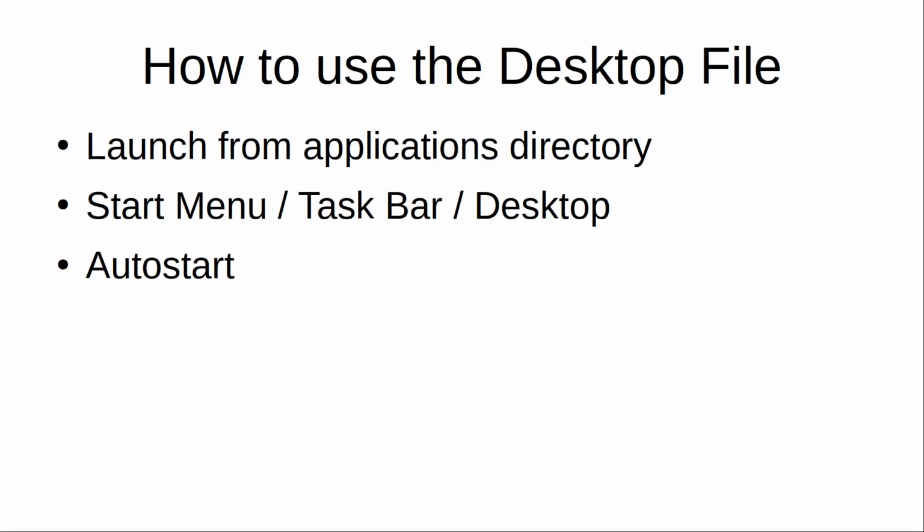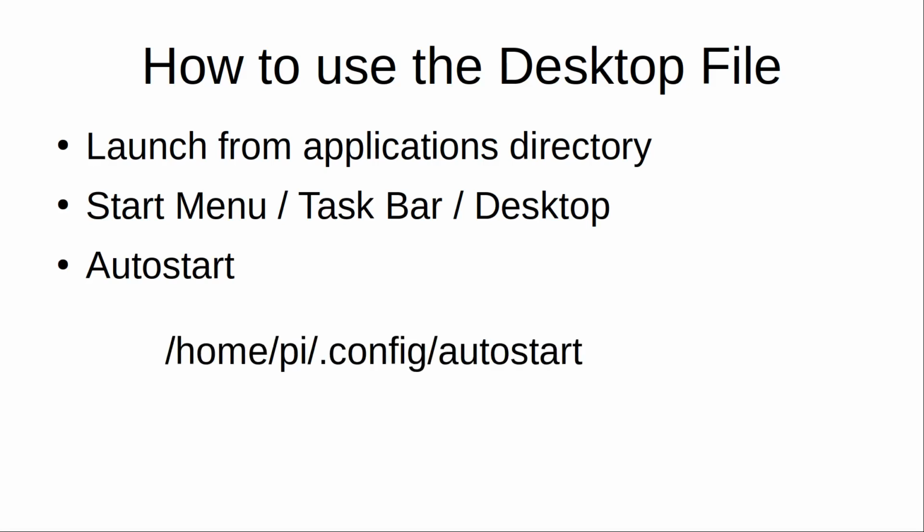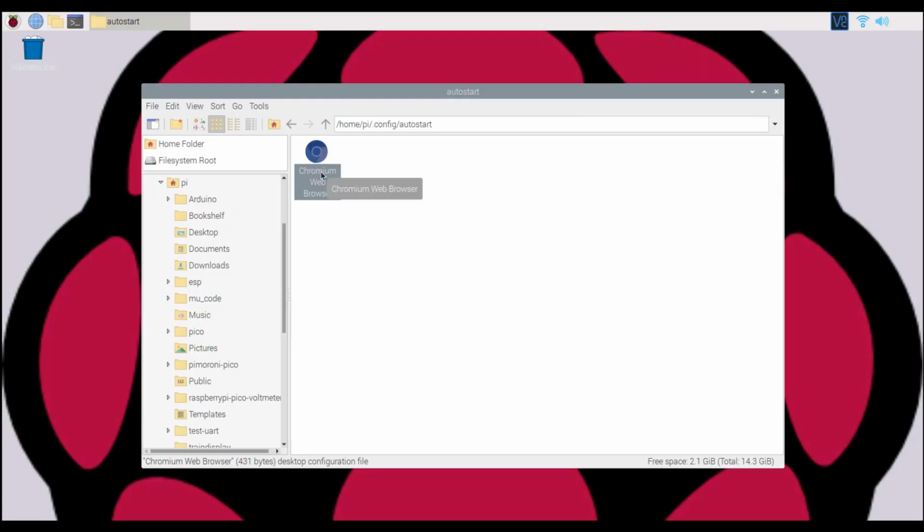The directory to store this under is /home/py/.config/autostart. The directory may not exist, in which case you'll need to create that directory first. So save a copy of this file into the autostart directory and reboot, and you should see that the Chromium browser starts up automatically. You can also change that file.